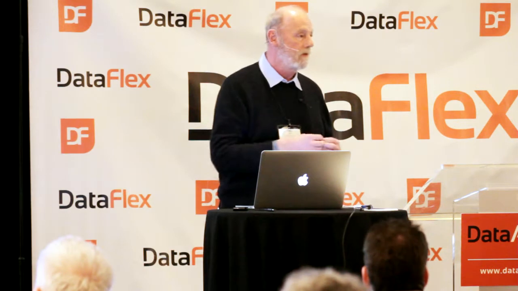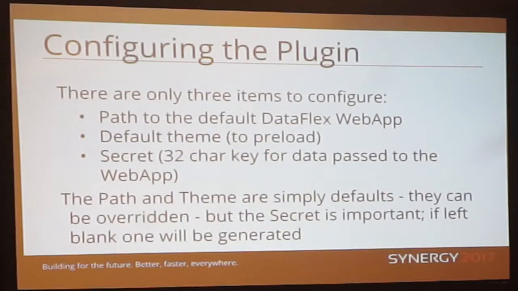This doesn't actually set the theme in the application. You have to do that in the application itself, but this speeds up loading by preloading the theme before you load the application and stops things like flickering happening. And then there's a secret, which is a 32-character key for encrypting the data passed between WordPress and the web app. And that last one is important.